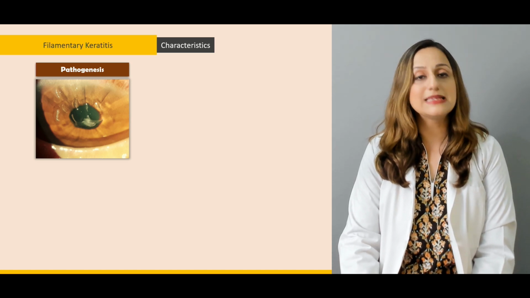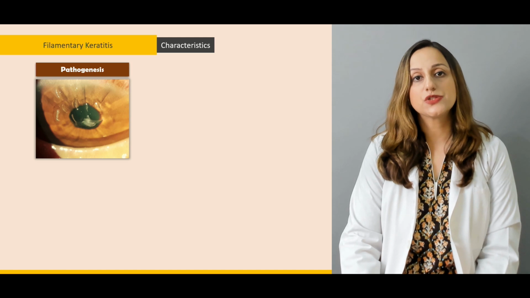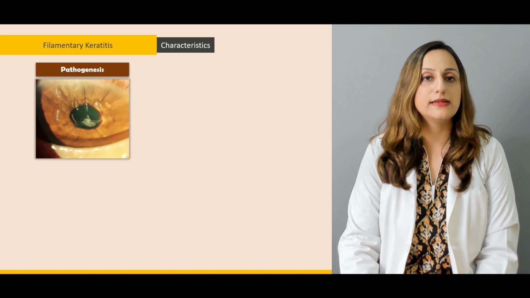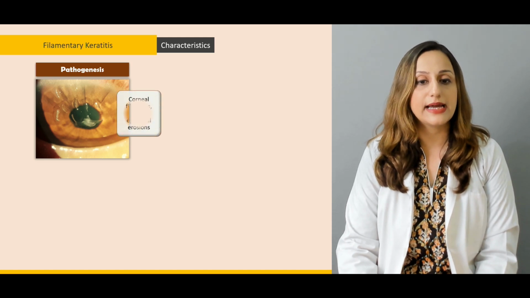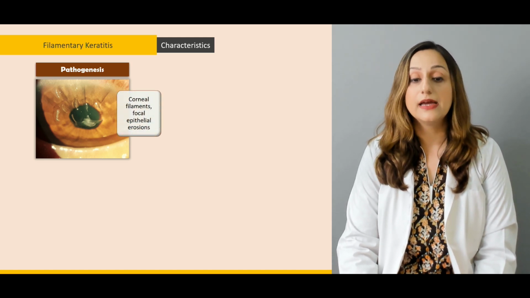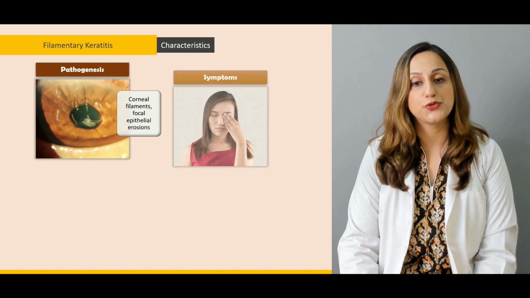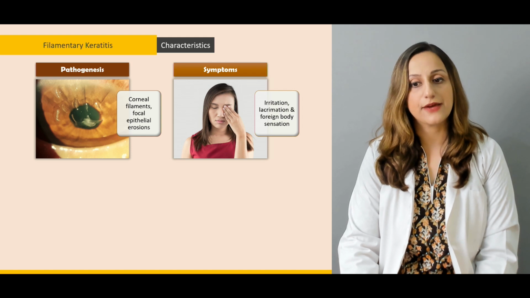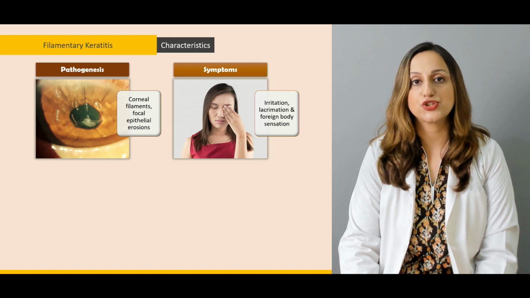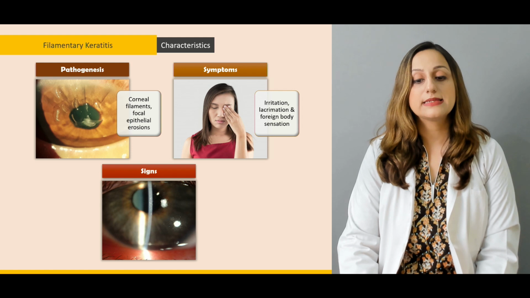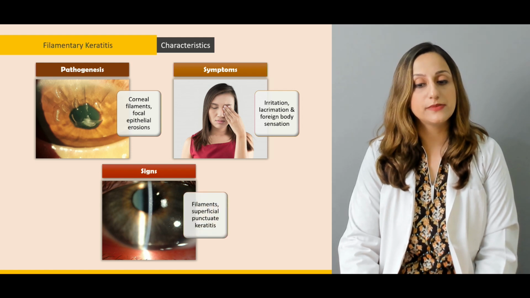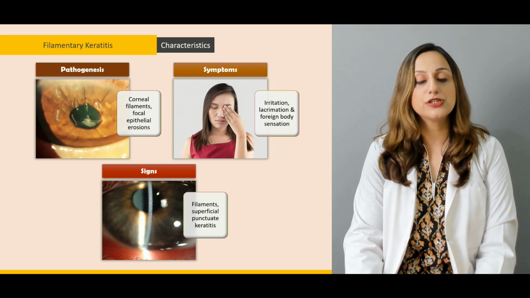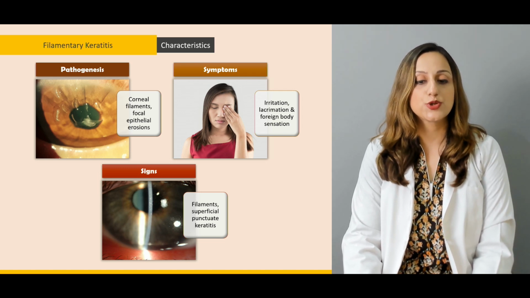And there is this healing process that is going to finally result in these epithelial tags, giving the final appearance of the filamentary keratitis in these patients. They are basically due to the focal epithelial erosions. The symptoms usually consist of irritation, lacrimation, and a foreign body sensation. And the signs that you would look for are the filaments, of course, on the slit lamp examination, and the superficial punctate keratitis in these patients is also noted.